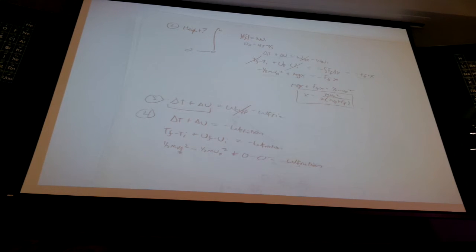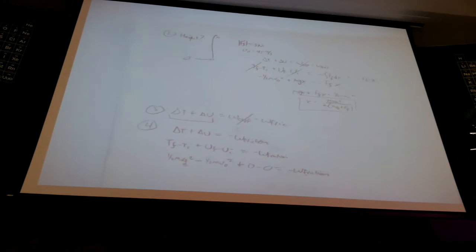I want to do one problem from the book because I want to emphasize the importance of choosing what's called a system. This is number 49 in chapter 7.